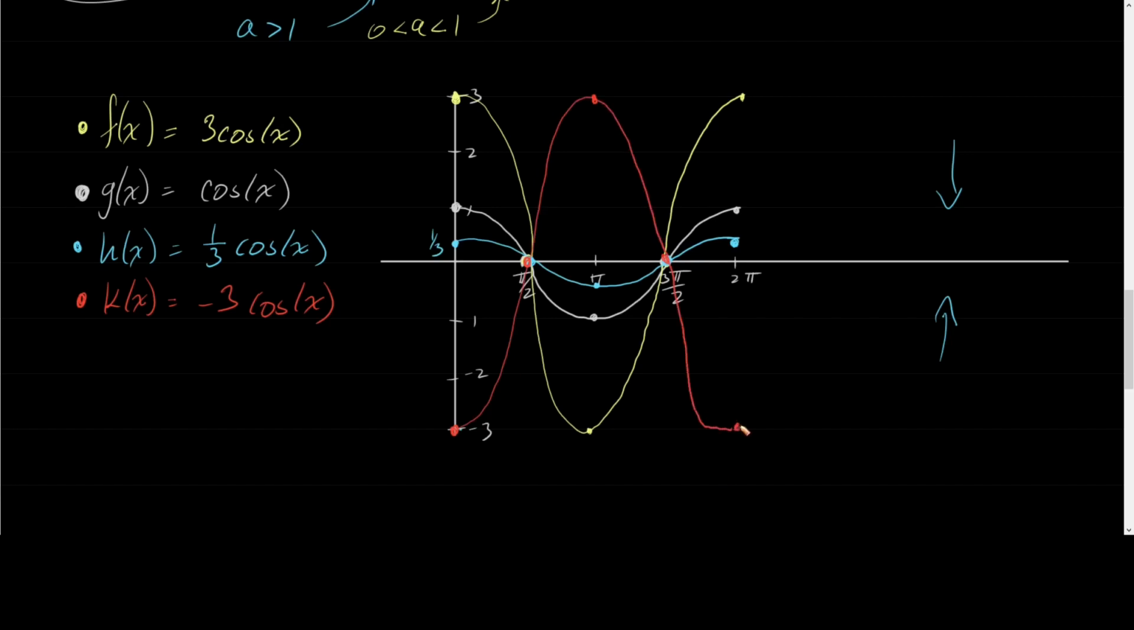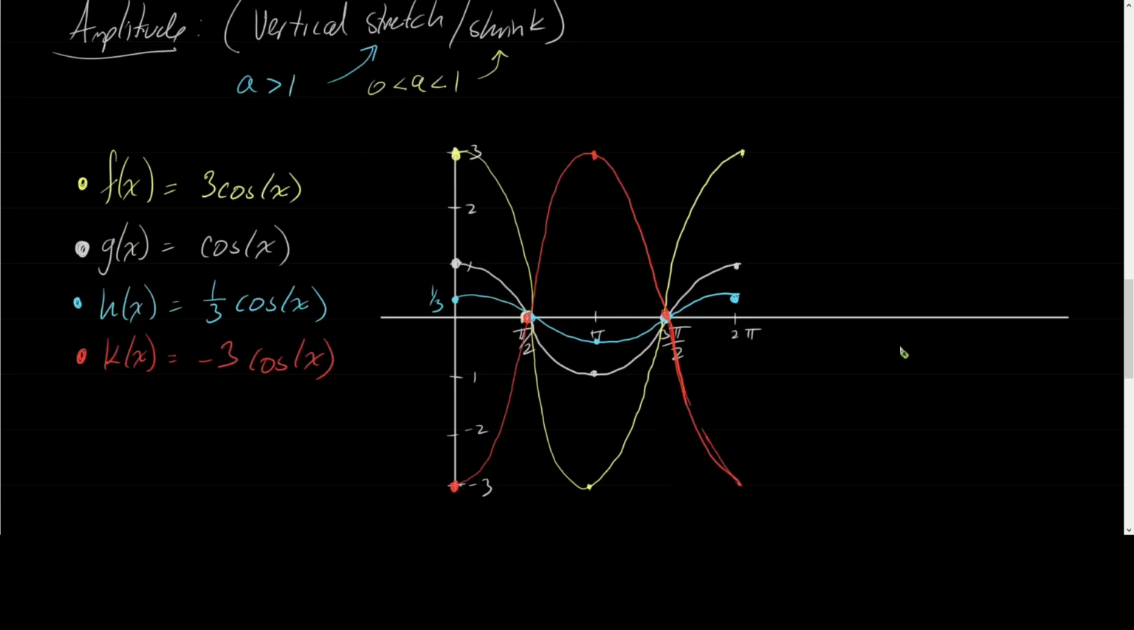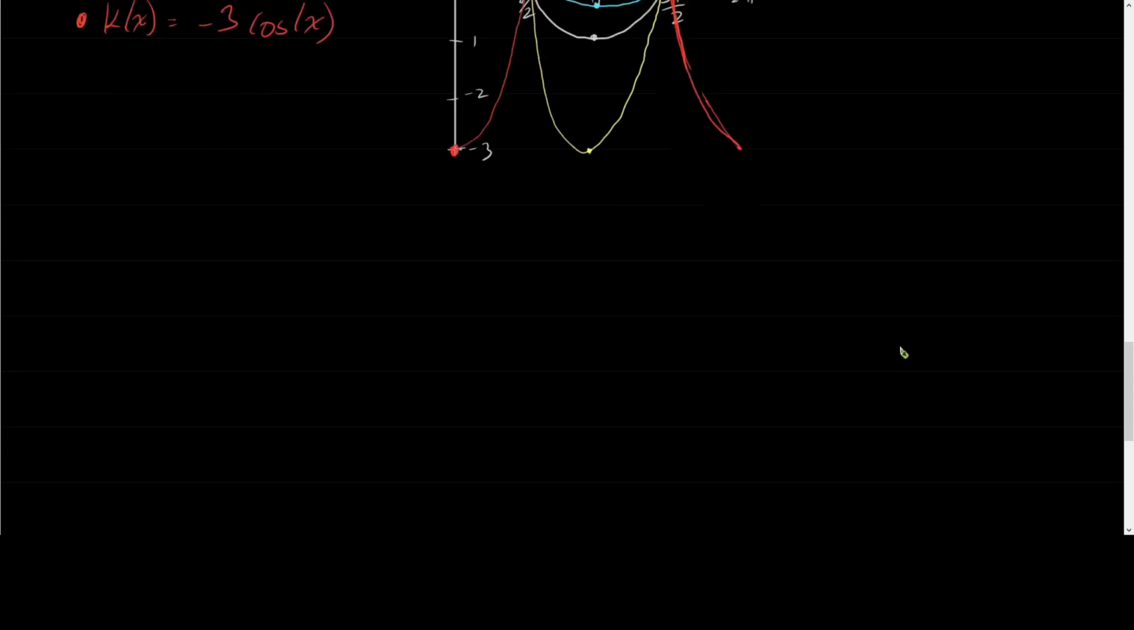Close enough. Let's try that again. There we go. We'll ignore this piece right here. Now, in there we saw how the amplitude affects this, and again, that negative on the outside is just a reflection. So that is amplitude. Let's see how the period affects our functions.